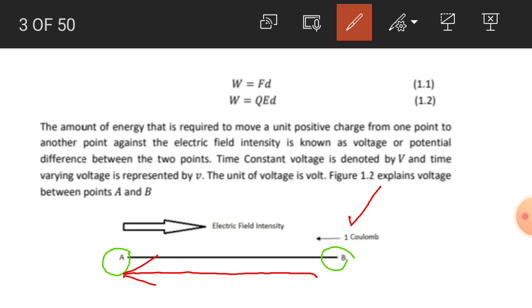So if you want to move a unit positive charge from the initial position B to the final position A against the electric field intensity, definitely some energy will be required. And the amount of energy which is required to move a unit positive charge from the initial position B to the final position A against the given field is known as potential difference or voltage between these 2 points.